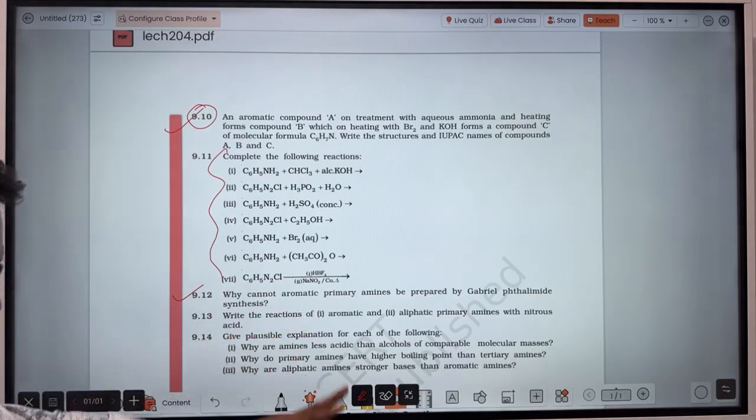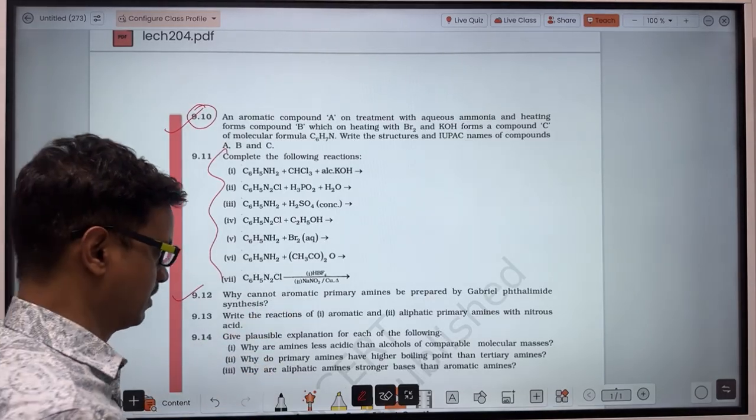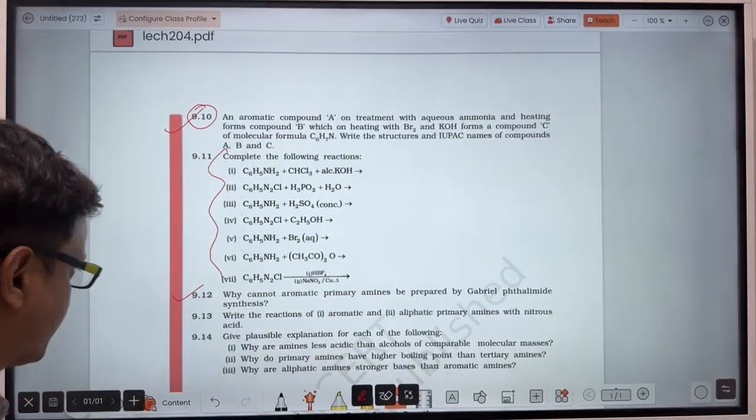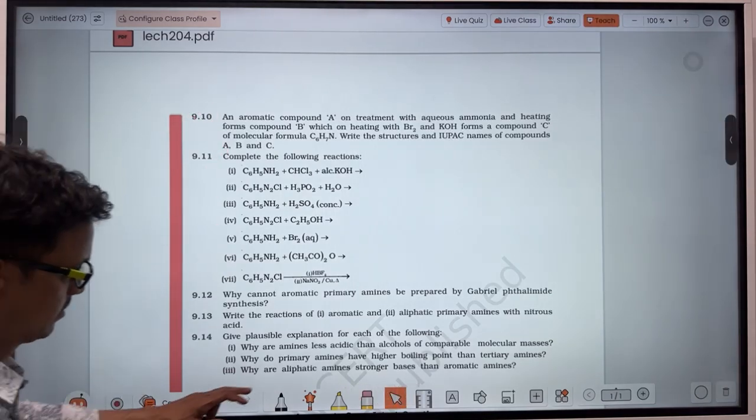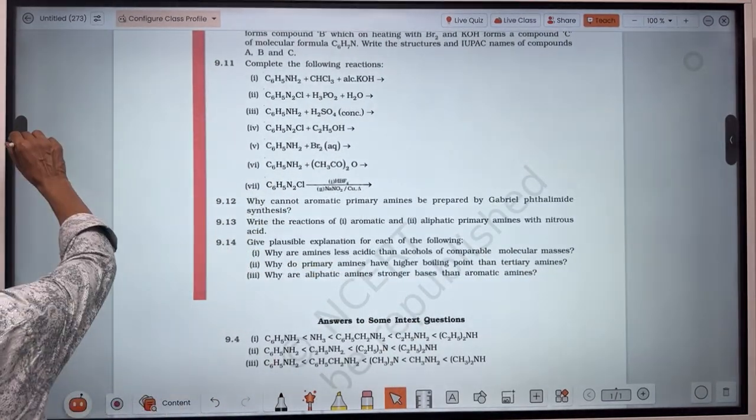Why cannot aromatic primary amines react with Gabriel phthalimide synthesis? About that, because in that case the electron cloud density is less. About this reaction you already know.